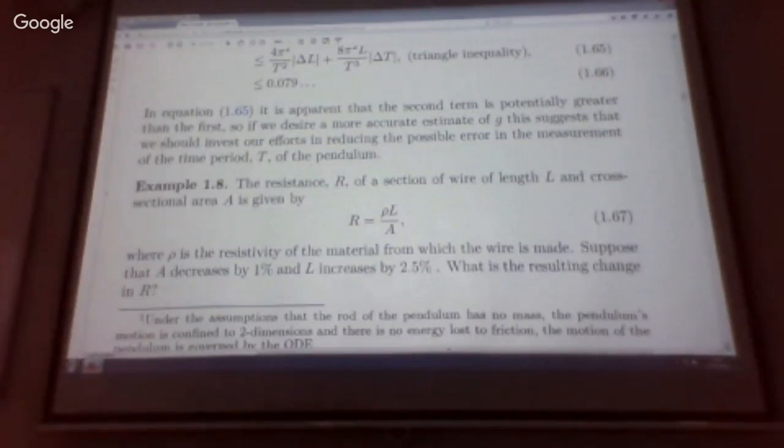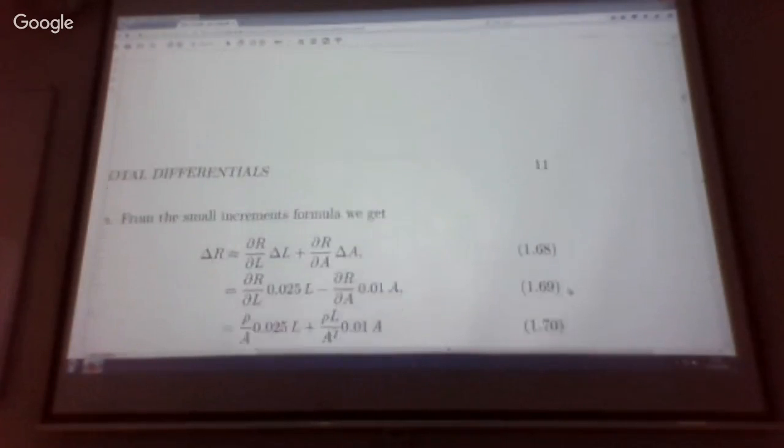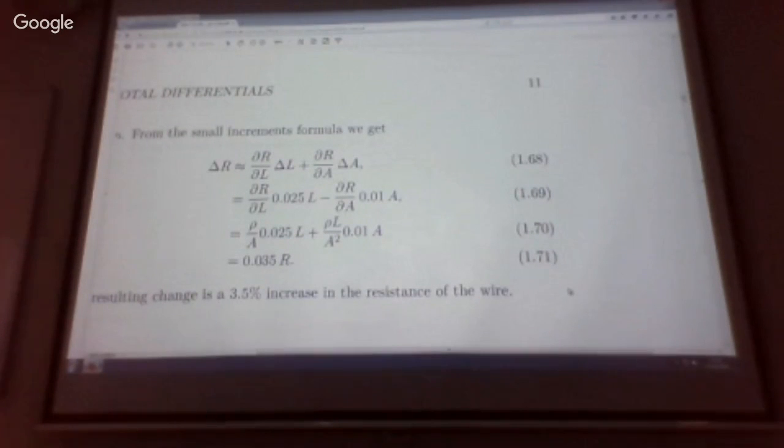Now both of those effects will increase the resistance of the wire. Because the wire is longer, there's more of it that the electricity has to flow through, and the wire is getting thinner. The cross-sectional area is decreasing. But can we quantify, using the small increments formula, what the resulting change in the resistance would be? So that's done over the page. It's a straight application of the small increments formula.